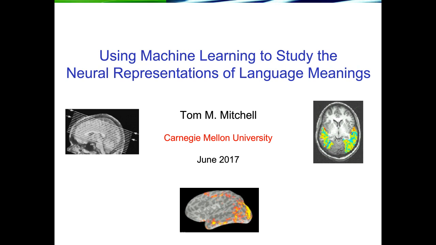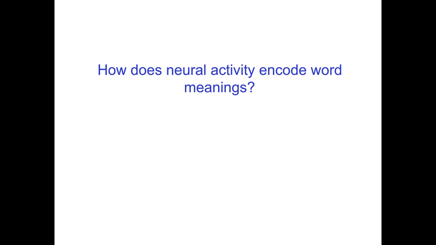So what I'm going to do today, I want to focus on two questions that we've been examining now for a decade or so that are related to that. And as you'll see, I'll be focusing also on how we can use machine learning to advance the science of cognitive neuroscience to study these questions. So the first is, how does neural activity encode word meanings?